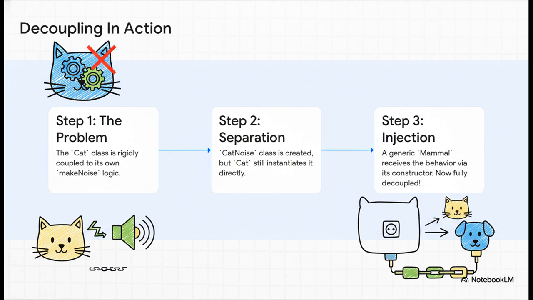Now step 3, this is where the magic happens. We create a generic Mammal class that knows nothing about cats or dogs. All it knows is that it needs something that can fulfill the MakingNoise interface. We then inject that specific noise-making behavior, like CatNoise, through the constructor. Now the high-level Mammal and the low-level CatNoise both depend on the MakingNoise abstraction. They are completely decoupled. That is powerful.